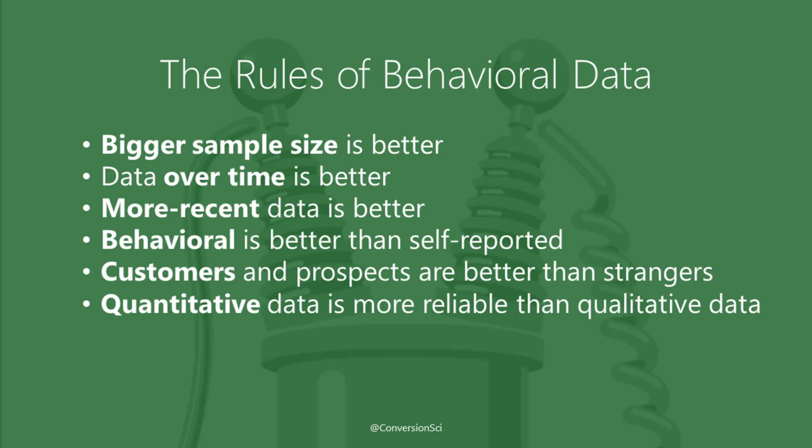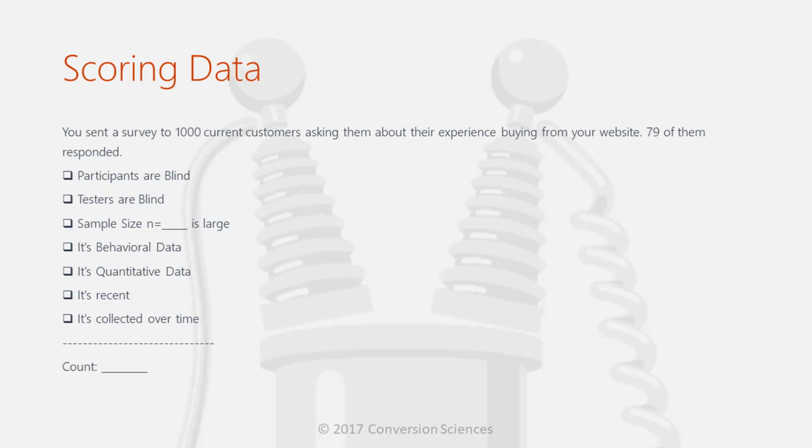If we were to, for instance, score one kind of data, let's take a look at how we might do that. Let's score this data. You sent a survey to 1,000 current customers asking them about their experience buying from your website. 79 of them responded. Not a bad response rate. Anywhere between 5% and 25% would be the response rates that you typically see, and we're always very happy to see something around 25%. So let's check each of these and score this data.